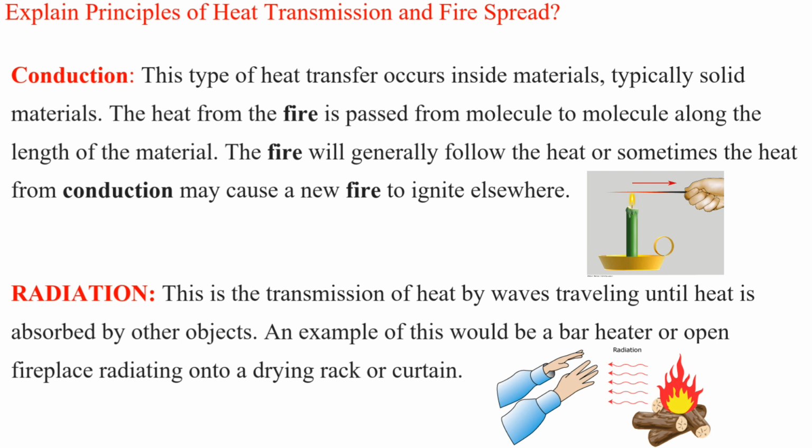Conduction. This type of heat transfer occurs inside materials, typically solid materials. The heat from the fire is passed from molecule to molecule along the length of the material. The fire will generally follow the heat, or sometimes the heat from conduction may cause a new fire to ignite elsewhere. Radiation. This is the transmission of heat by waves traveling until heat is absorbed by other objects. An example of this would be a bar heater or open fireplace radiating onto a drying rack or curtain.